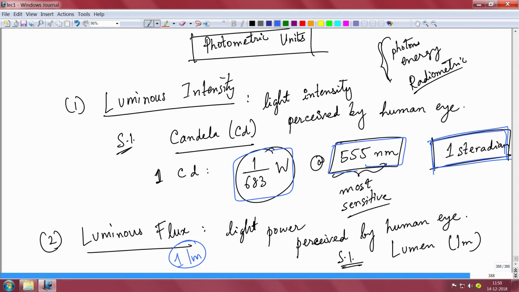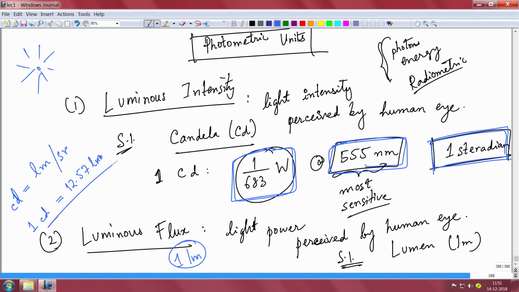So essentially 1 lumen corresponds to the power of a source emitting 1 by 683 watt at 555 nanometer. That's why you can say that the unit candela is lumen by steradian, and of course 4 pi steradian is the total solid angle. So in the case of an isotropic source, emitting in all directions in 3D, 1 candela corresponds to 12.57 lumen. That's the conversion rate. It's not equal to, it corresponds to, when you normalize the steradian.